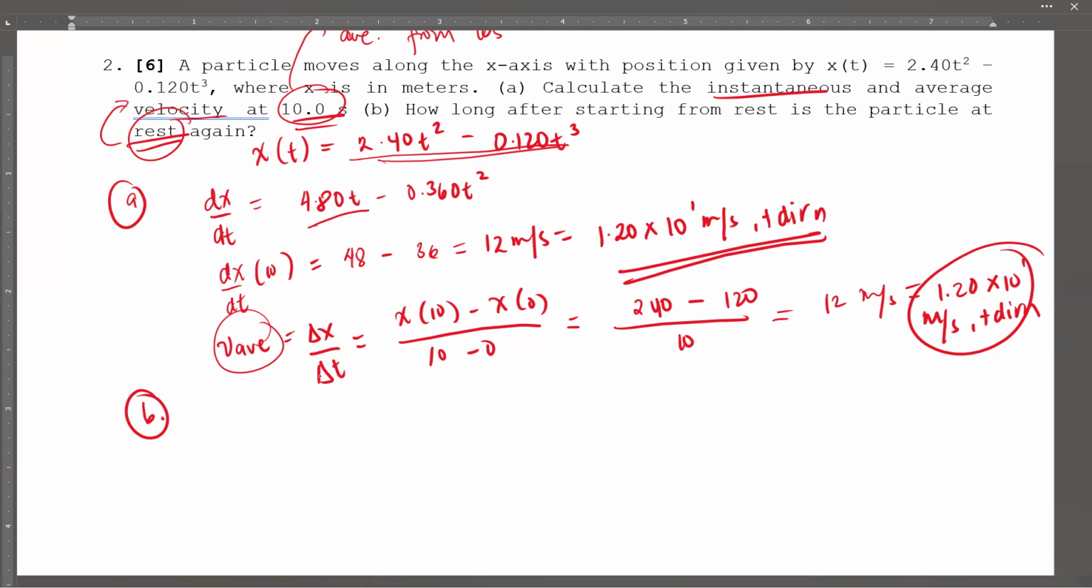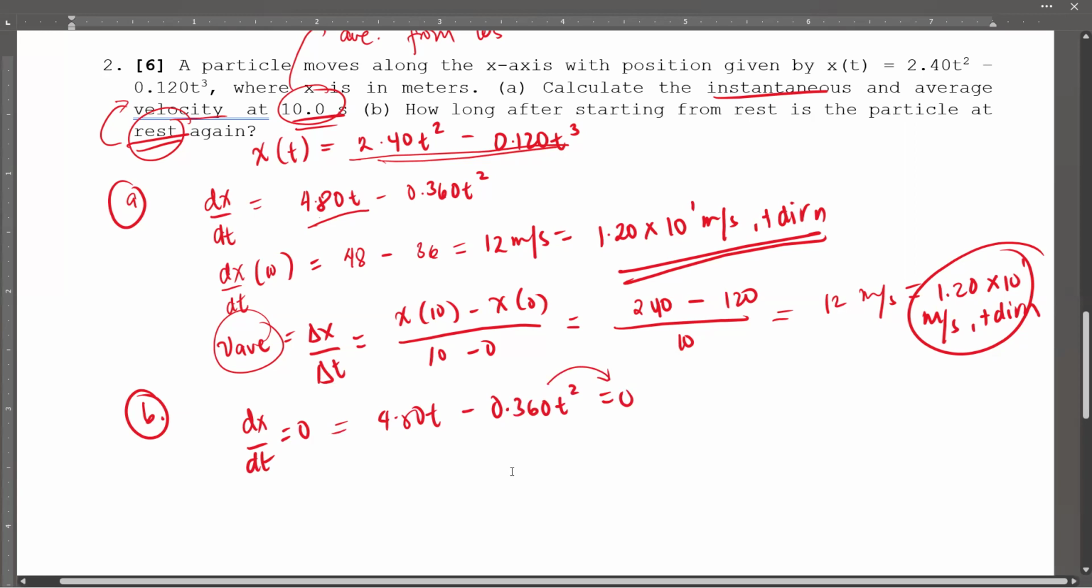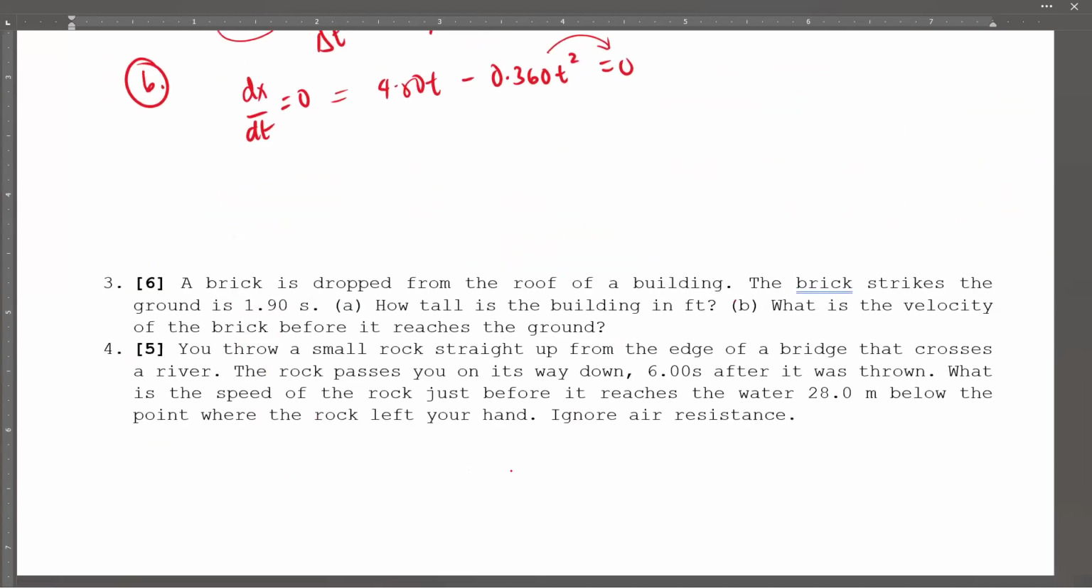So, we need to equate the dx dt to 0, which means that 4.80 t minus 0.360 t squared is equal to 0. So we transpose it to the other side. This gives us 4.80 is equal to 0.360 t divided by 0.360.